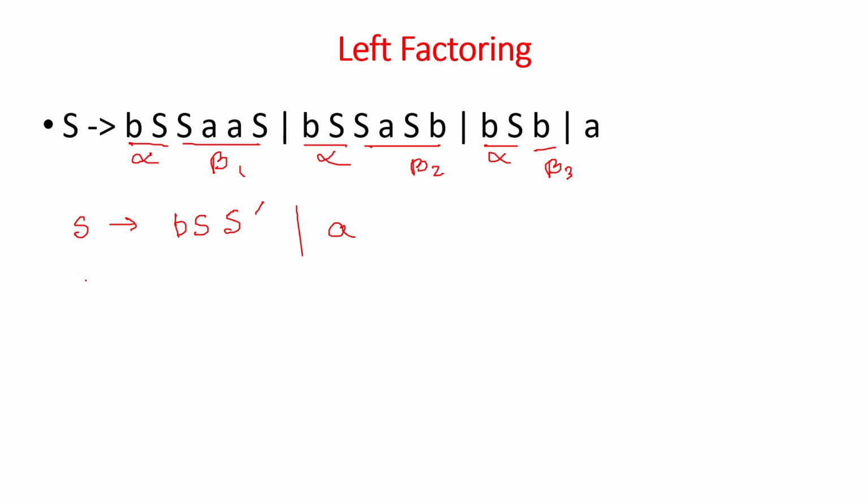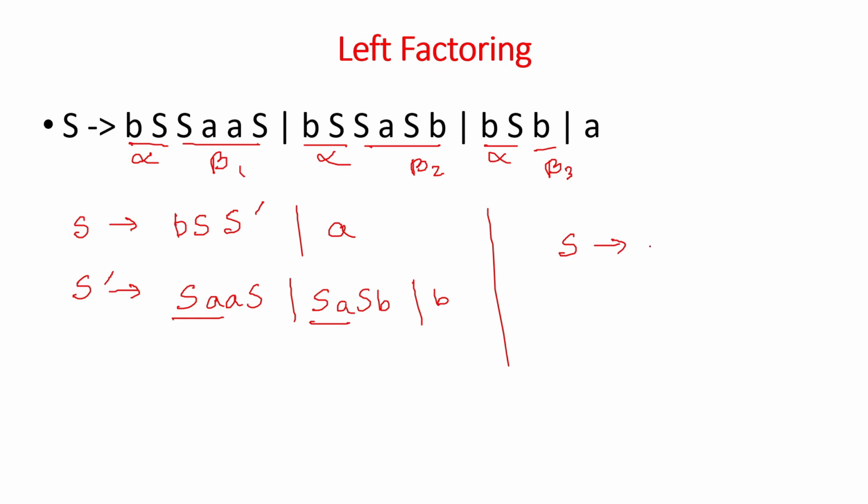Now we're going to expand the s prime: s a s or s a s b or b. Now if we see carefully, we can see here that it also has something common, like this SA and SA, these terms are common, so we can further expand it. If I have this kind of situation, then we can further expand it. So let's expand here. This I'm going to write again, s equal to bs s prime, the s prime.